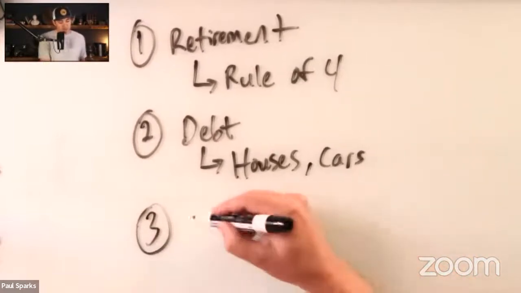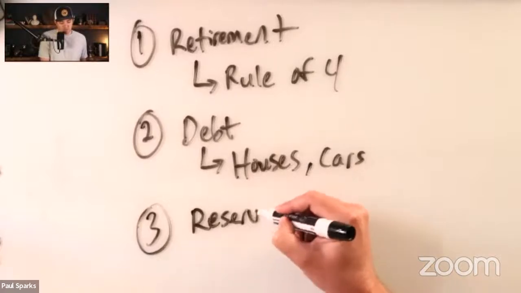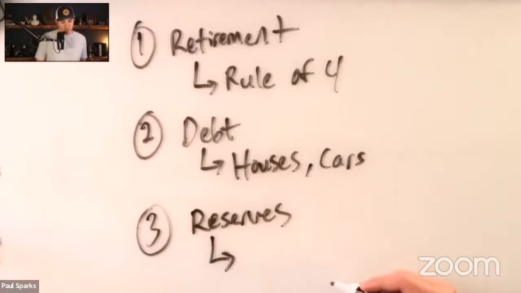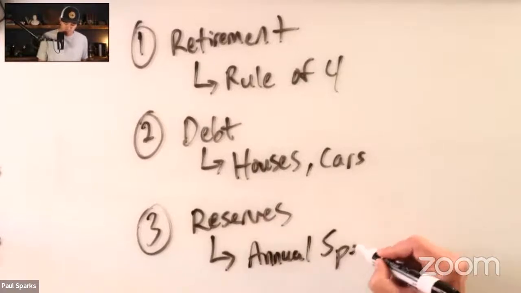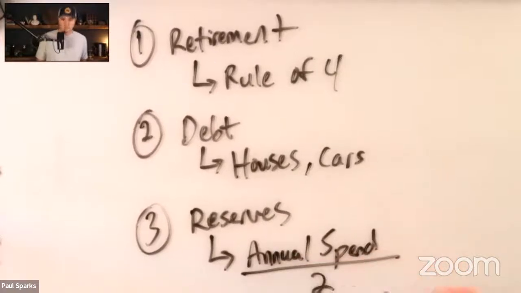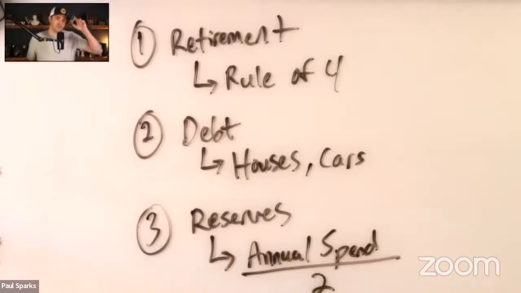Number 3, reserves. So I would take your annual spend and divide it by 2. 6 months' worth of annual spend. So if you spend $100,000 a year, you probably need 50 grand in cash. That is how you come up with your core priority goal.